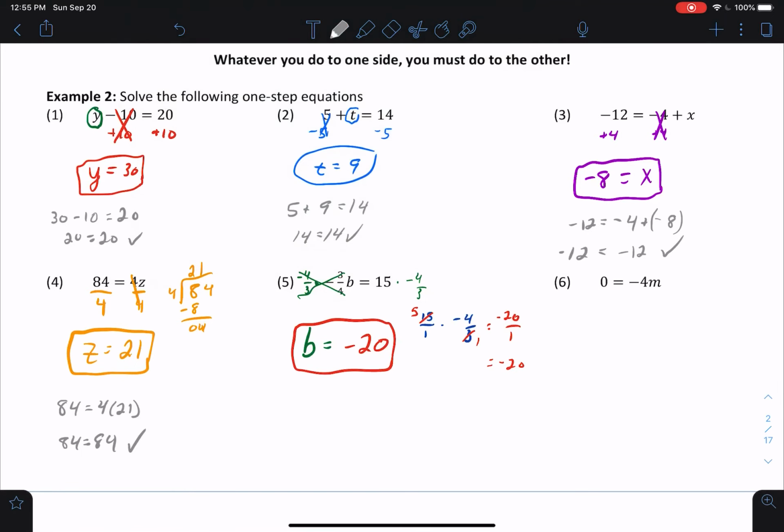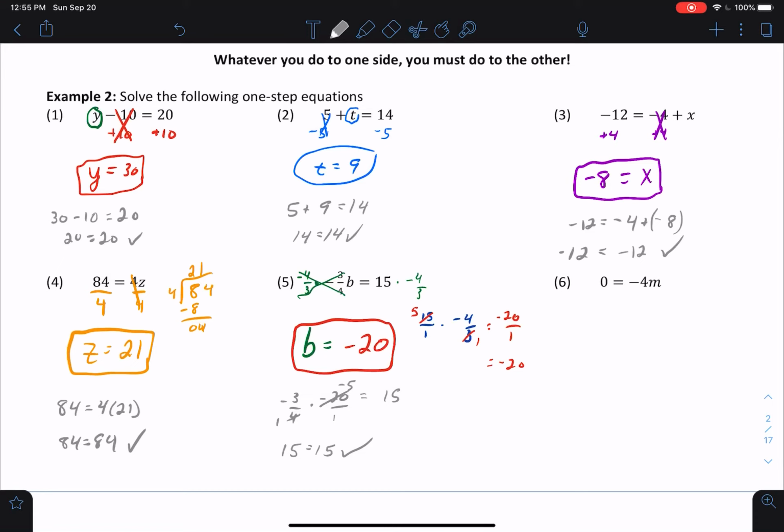Again, just to double check our work, we got negative 3/4 times negative 20. Does that equal 15? All right, if I cross cancel, the 4 goes to 1, the negative 20 goes to negative 5. Negative 3 over 1 times negative 5 over 1 is going to be 15. So 15 equals 15. That's how we know we have the right answer.